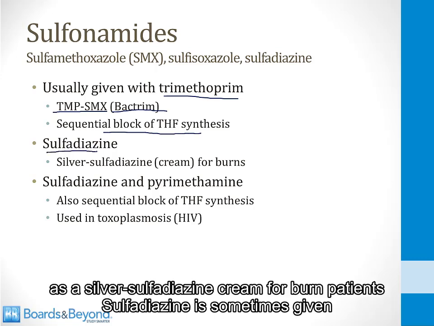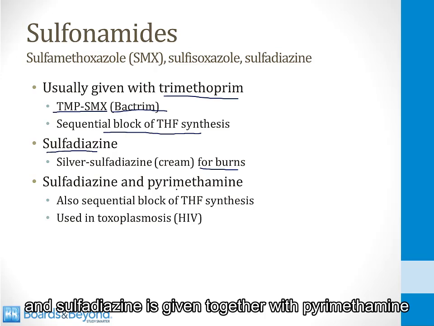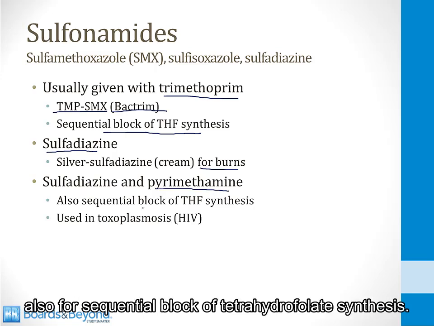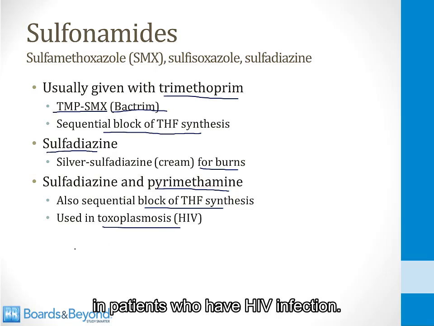Sulfadiazine is sometimes given as a silver sulfadiazine cream for burn patients, and sulfadiazine is given together with pyrimethamine also for sequential block of tetrahydrofolate synthesis. This combination is often used to treat toxoplasmosis in patients who have HIV infection.